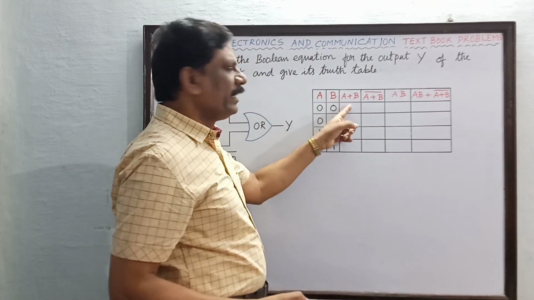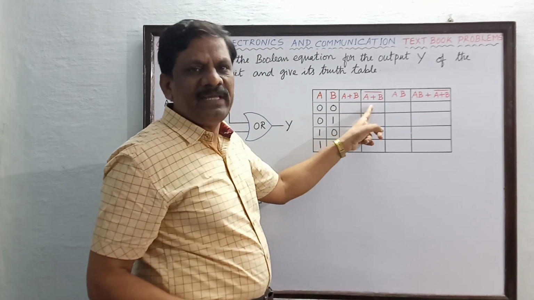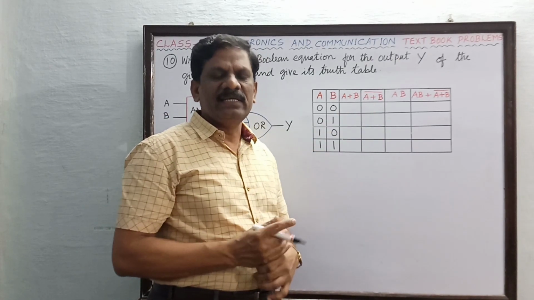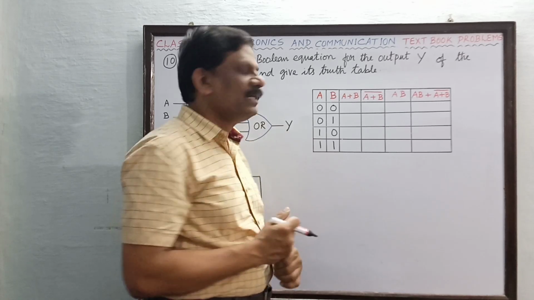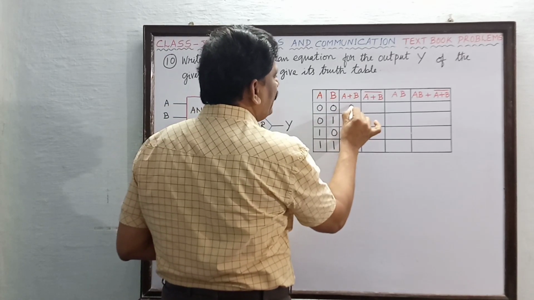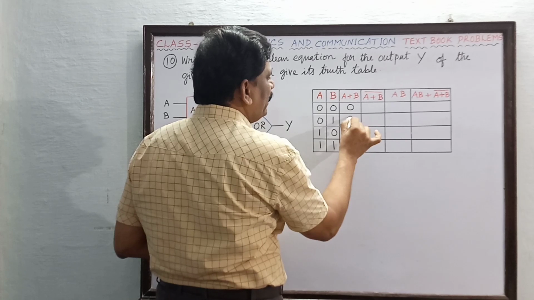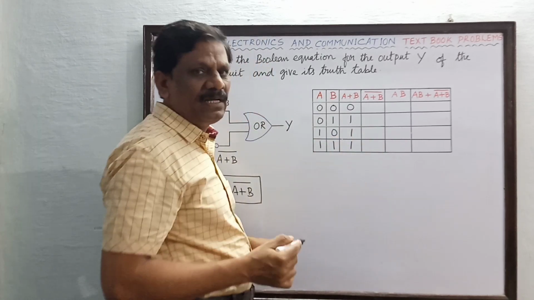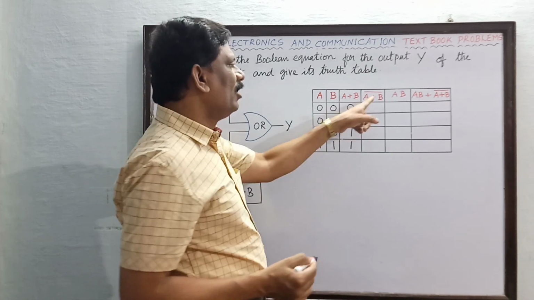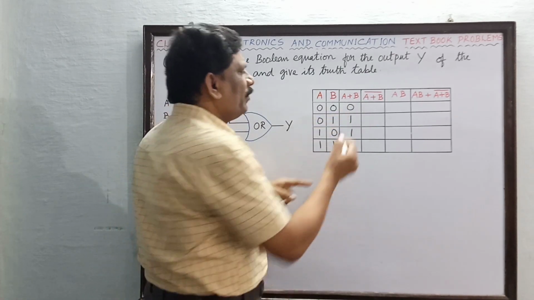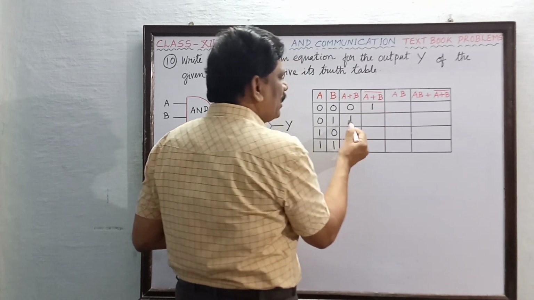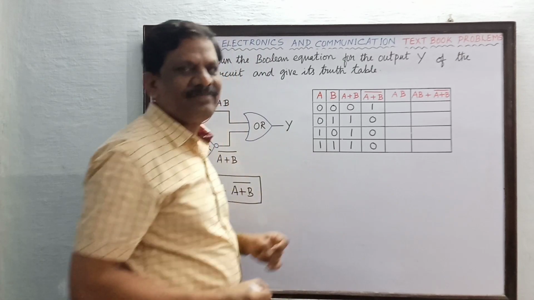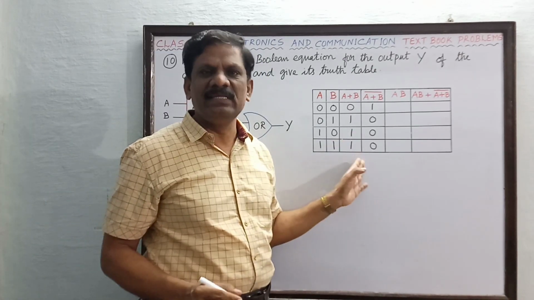Now we require A plus B and complement of A plus B. A plus B is the output of which gate? Yes, the OR gate, summing. So 0 plus 0 is 0, 0 plus 1 is 1, 1 plus 0 is 1 and 1 plus 1 also is 1. Then the complement of 0 is 1, complement of 1 is 0, 0 and 0. This step is easy.